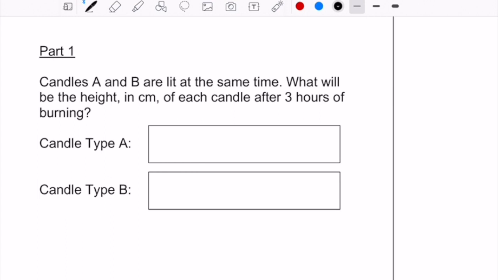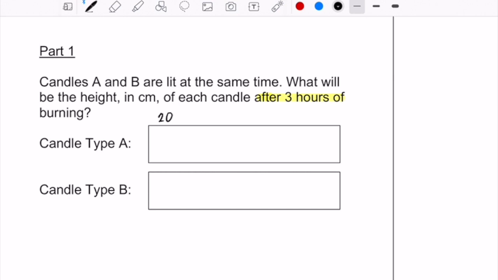Candles A and B are lit at the same time. What will be the height in centimeters of each candle after 3 hours of burning? On the test, you don't actually have to type any of the work in for this question. They're just looking that you get the correct answer, so you do not need to provide any justification. On the notes for today, we're going to write down a little work. That's just to show you how we get the answer to the question.